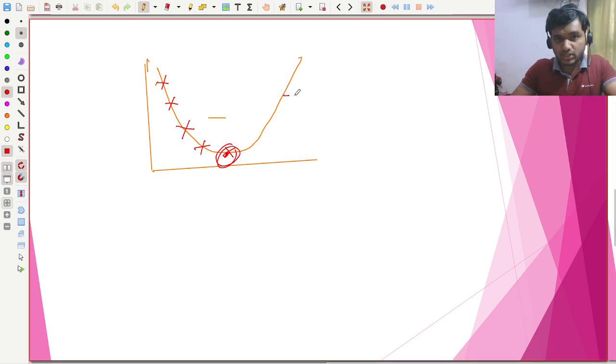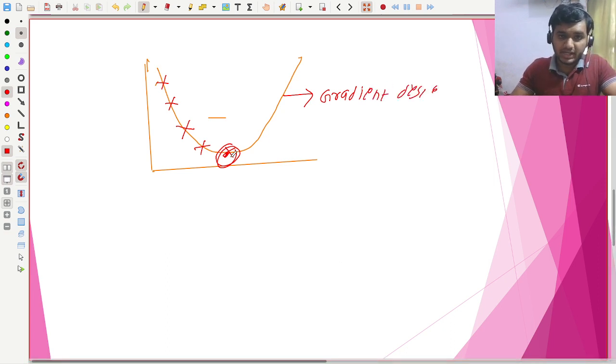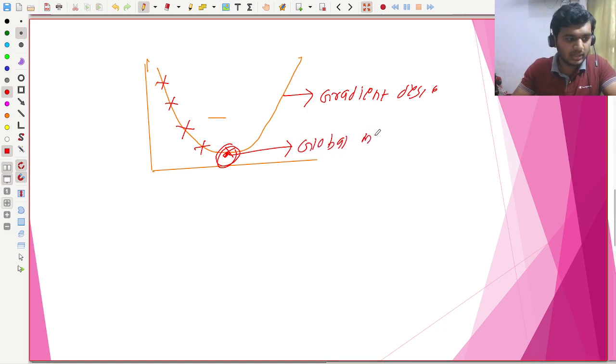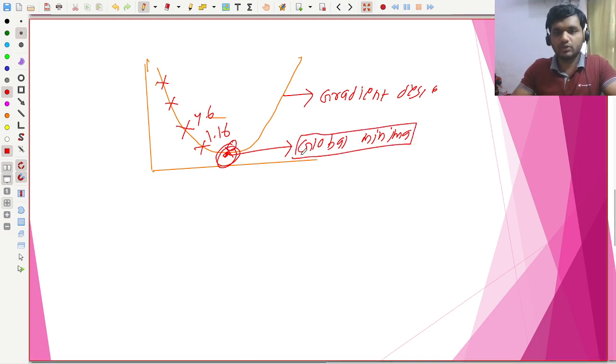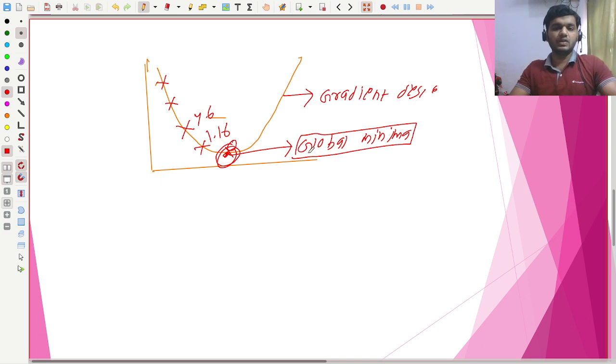Okay, it is gradient descent. At a point you will find the global minima. If you find here 0, here 1.16, and so on, here 4.6. So at a point you will find the global minima. When you find the global minima, it is the best fit line for linear regression.